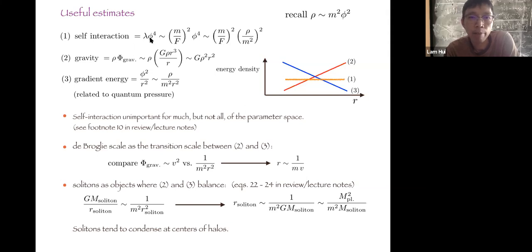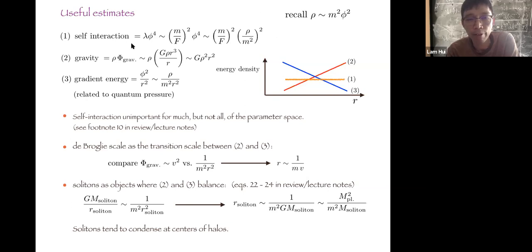Here I'm rewriting each of the terms in a way that's helpful to us. First of all, lambda phi fourth: you might ask, what is that lambda? If you go back to that cosine, that lambda is actually m squared over f squared, where m is the mass of the axion and f is the axion decay constant. Then I do one more step. I want to relate the amplitude of phi to rho. I'm going to invoke what I said earlier: rho is basically m squared phi squared. And so I can replace phi by rho, and therefore I have this expression.